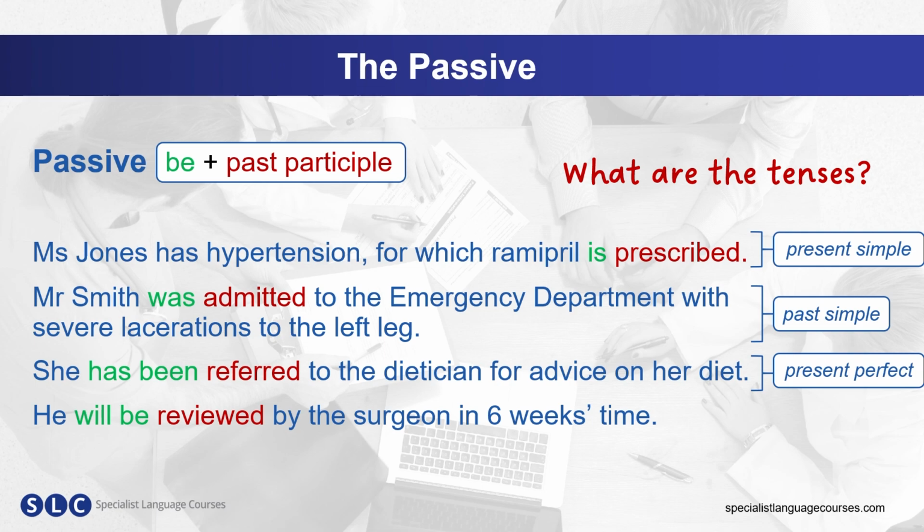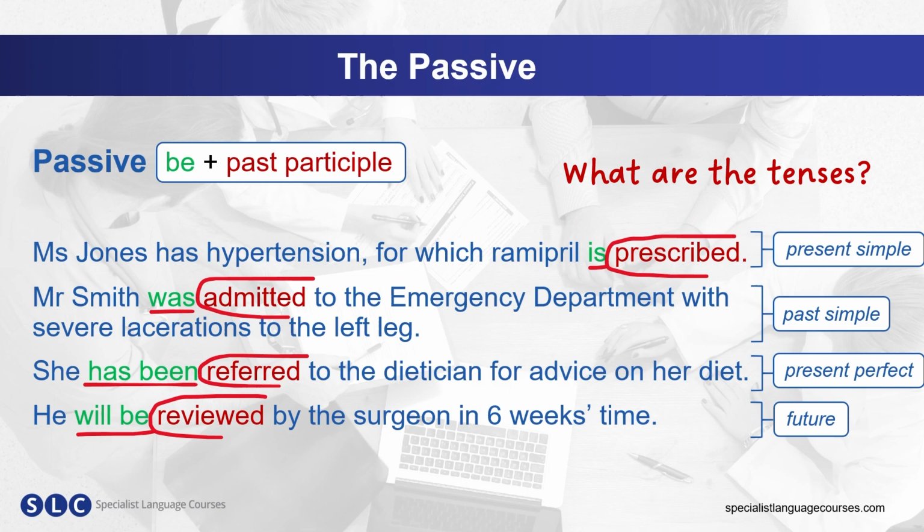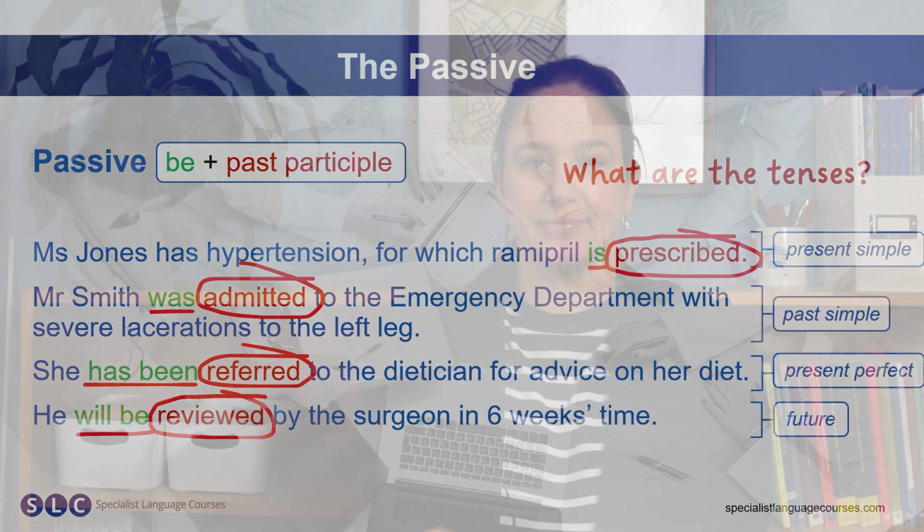He will be reviewed by the surgeon in 6 weeks' time. Here we have the future passive with the use of will be and the past participle reviewed. Remember, it's the verb to be which changes the tense. The action verb is always in the past participle form.